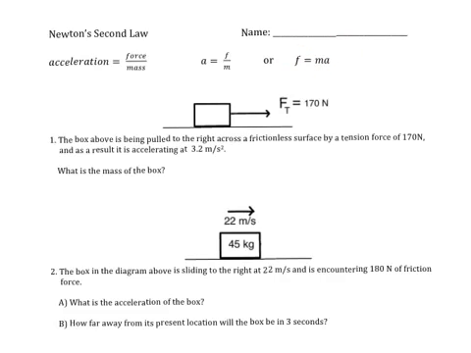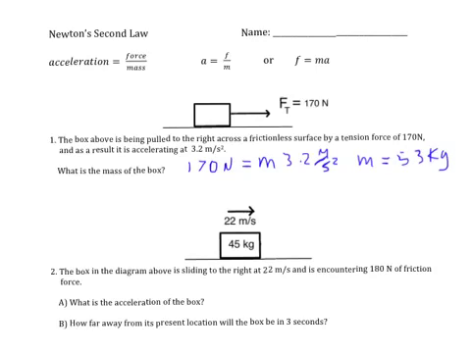So let's get started. The box is being pulled to the right across a frictionless surface, and our tension is 170 newtons of force. Remember, force is measured in newtons. As a result, it is accelerating at this rate, so I want to find the mass. So I'm going to use this equation right here, F equals ma, and I'm going to substitute in. For force, I'm going to put 170 newtons equals the mass, which is what I'm looking for, times the acceleration. Now in this case, it is accelerating in a positive direction, so I'll say 3.2 meters per second squared. And when I solve that for m, I'll find the mass of the box is about 53 kilograms.